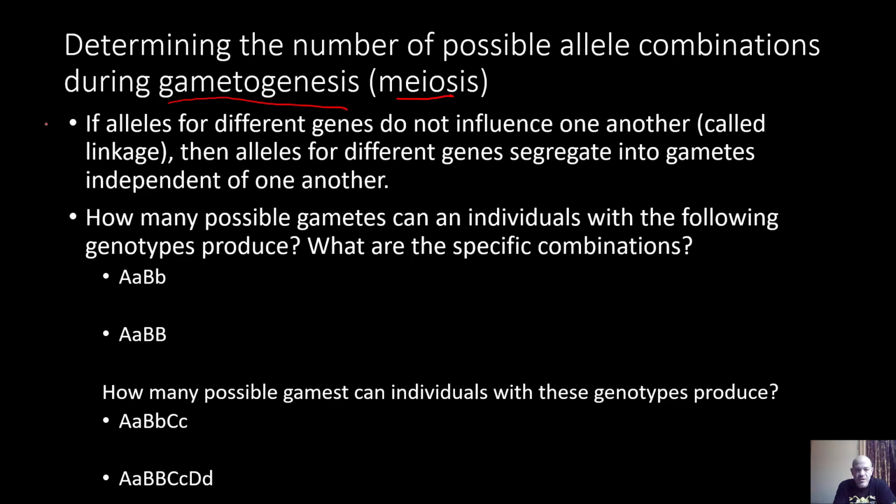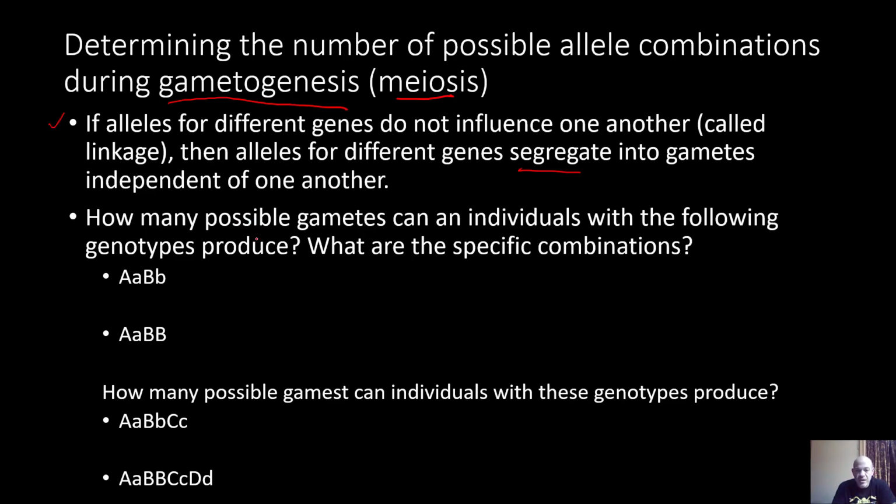One of the big ideas here is indicated by the first bullet. It says that if alleles for two different genes do not influence one another when they're being separated during meiosis, then the alleles for the different genes, in this case we're doing two, are going to be separated or segregated into gametes independent of one another. So as we separate the alleles for the first gene, whichever gametes they end up in does not influence the second gene and the two alleles from there.